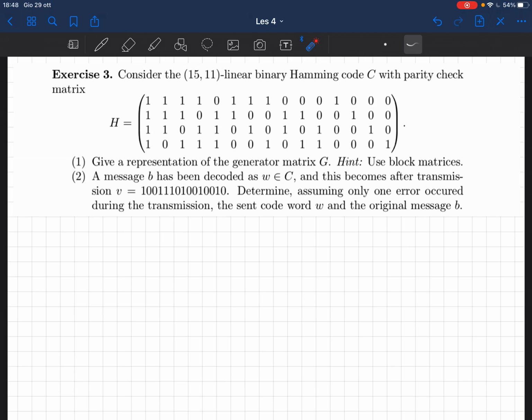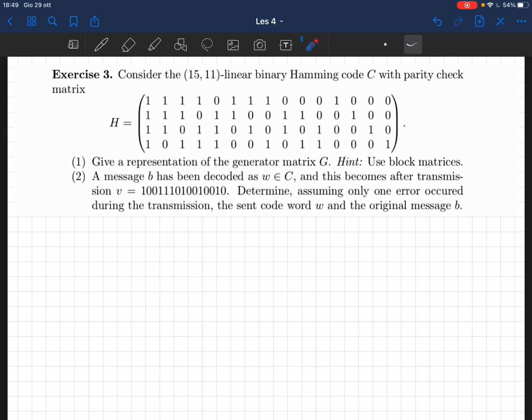Okay, very good. And 15-11 means that the original message has 11 digits, but it's been encoded using a suitable generator matrix as some longer string of binary numbers.